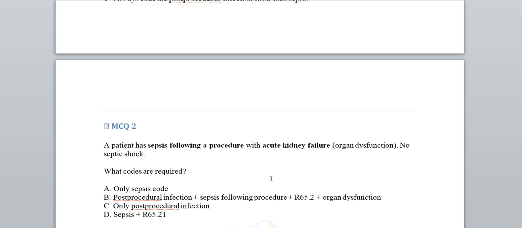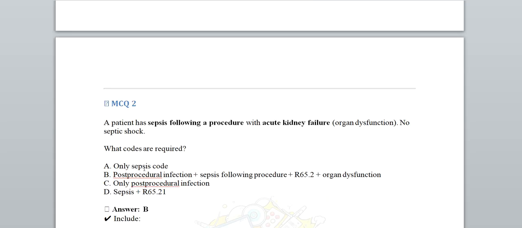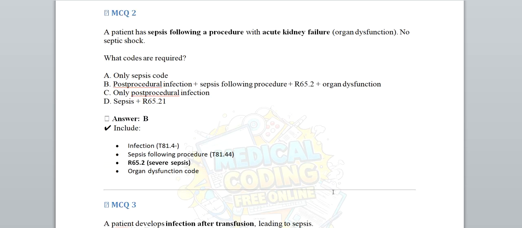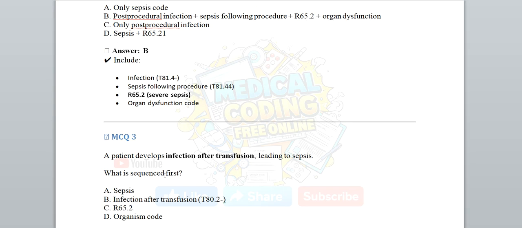A patient has sepsis following a procedure with acute kidney failure, no septic shock. Septic shock is not there, but sepsis following the procedure with acute kidney failure. So they already mentioned the procedure. So procedural infection T81.4, sepsis following procedure T81.44, then R65.2 severe sepsis, and organ dysfunction.